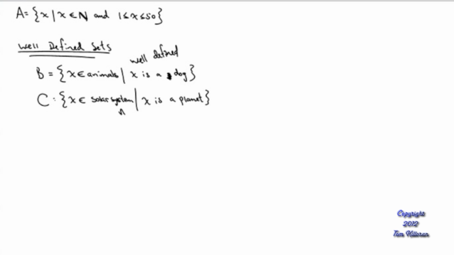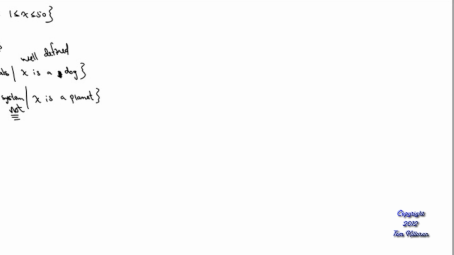This one is not, because Pluto is a planet or is not a planet depending on who you talk to. They keep changing things. Science always changes the way they think of things. Mathematicians are a little bit more precise. We like dealing with absolutes. All right, so that's set builder and well-defined.